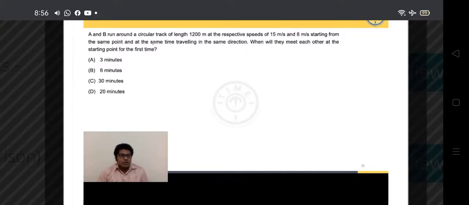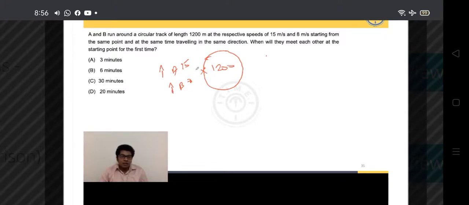The next question. A and B run around a circular track of length 1200 meters at respective speeds of 15 meters per second and 8 meters per second. So circular track 1200, speeds 15 and 8. A and B start from the same point at the same time, traveling in the same direction, clockwise or anti-clockwise. When will they meet each other at the starting point for the first time?